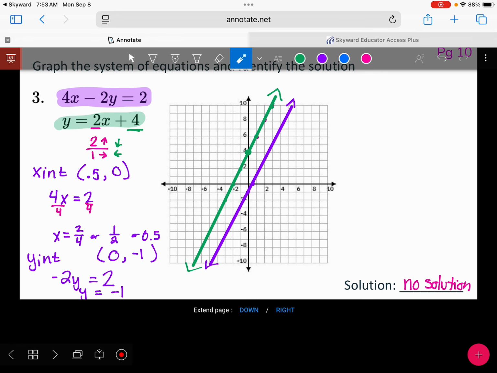So if we get 2 parallel lines, that's what it means. No solution. They don't cross. They are railroad tracks. Train tracks don't go and have the wheels touch each other. That would not be good for the train.